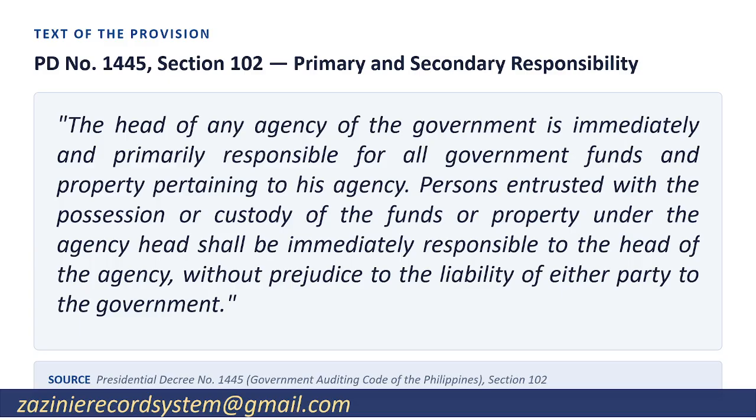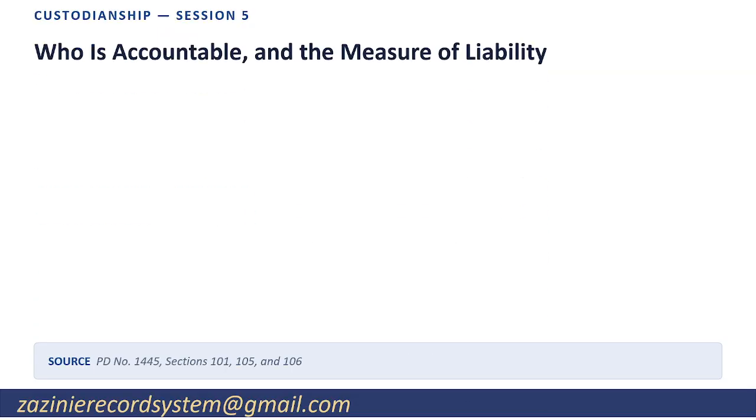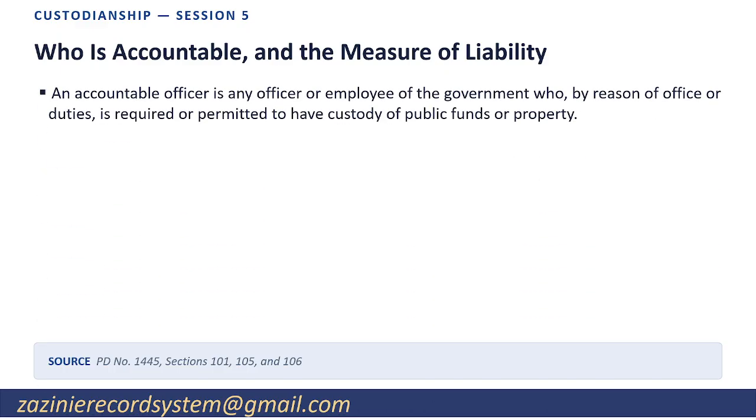Next slide. Who is accountable, and the measure of liability. An accountable officer is any officer or employee of the government who, by reason of office or duties, is required or permitted to have custody of public funds or property.